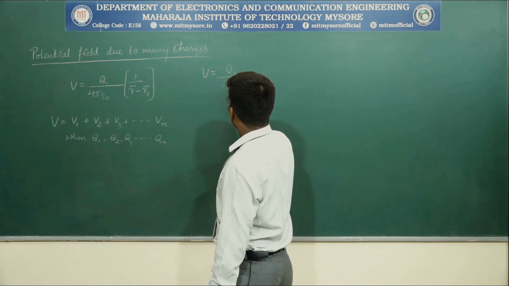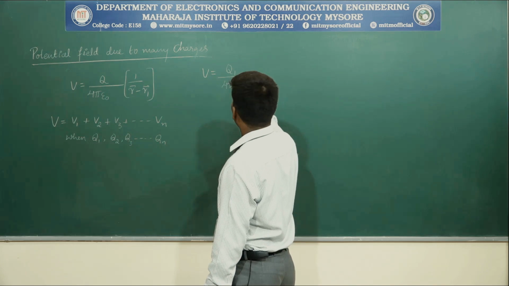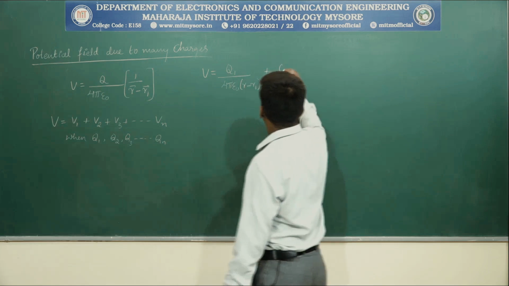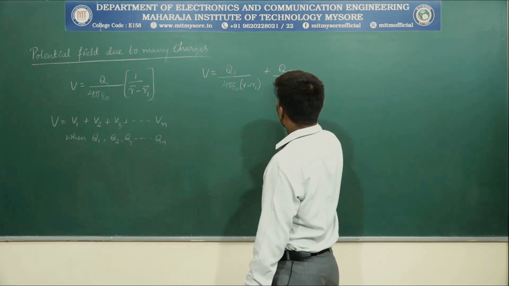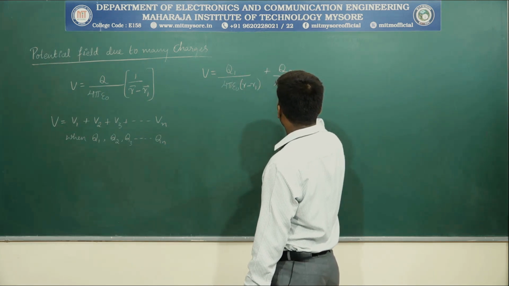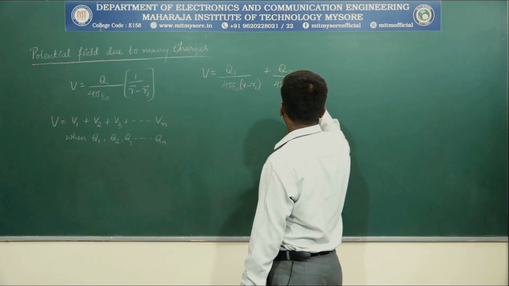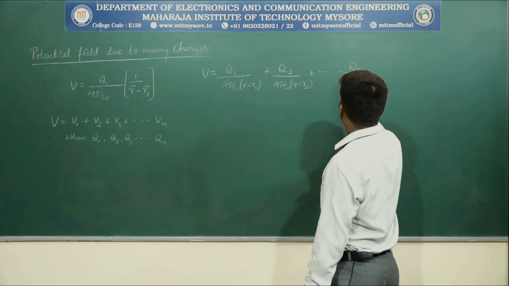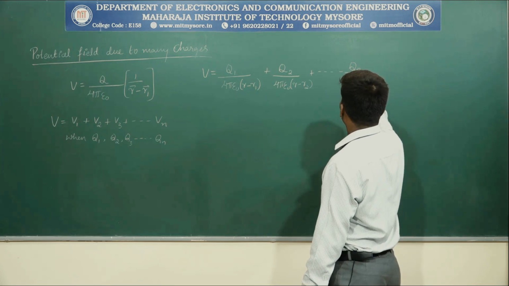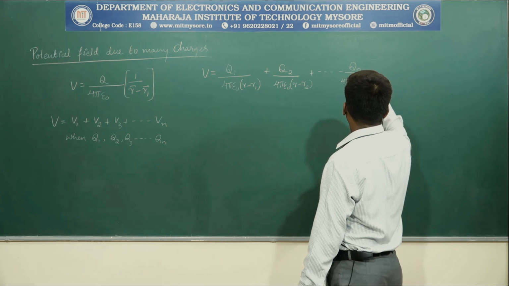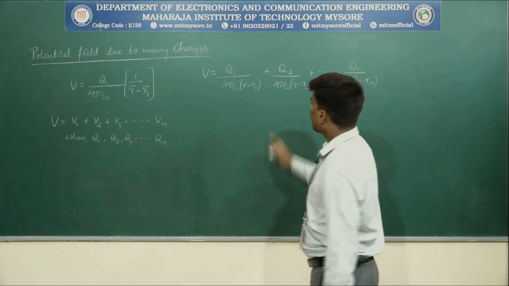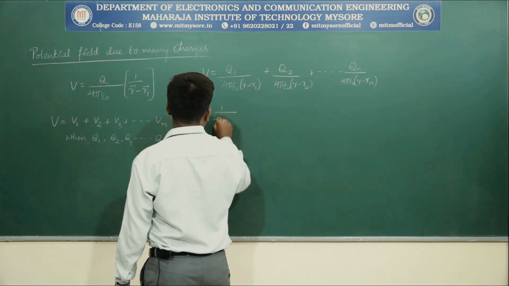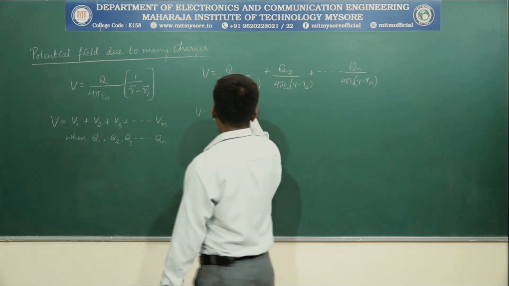V = Q1 divided by 4 pi epsilon naught into |R minus R1| plus Q2 divided by 4 pi epsilon naught into |R minus R2|, plus up to Qn divided by 4 pi epsilon naught into |R minus Rn|. This is the general expression, right? What are the common quantities? 1 by 4 pi epsilon naught is the common quantity.